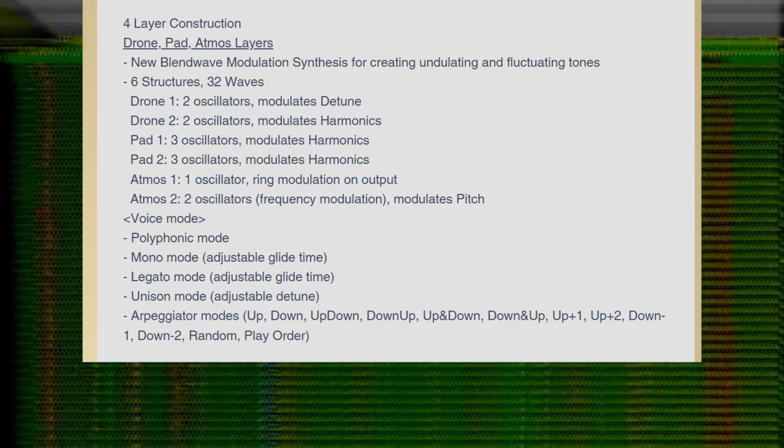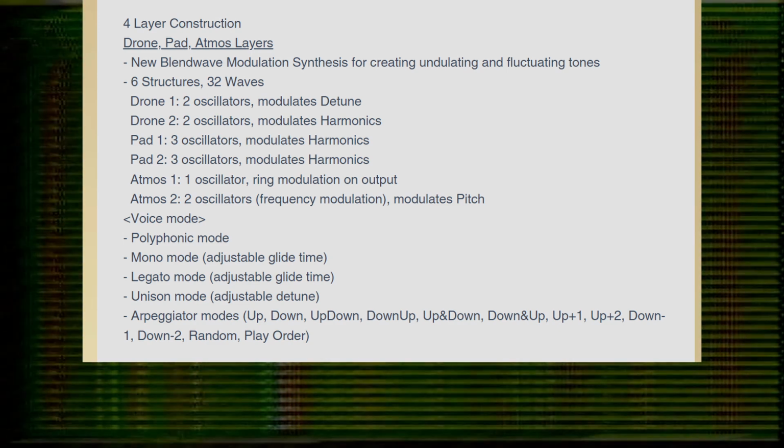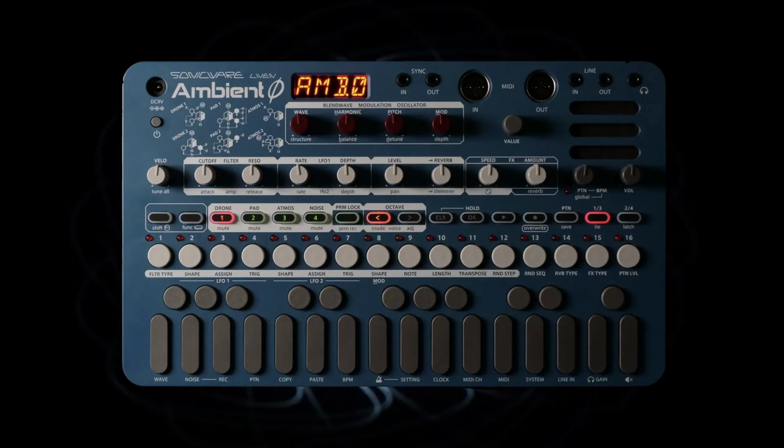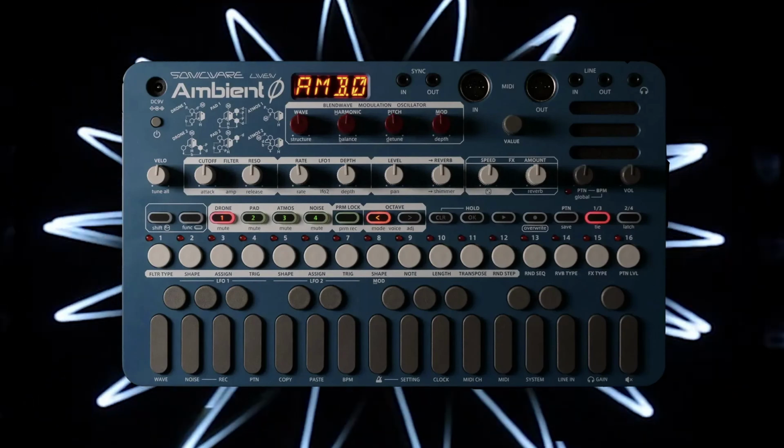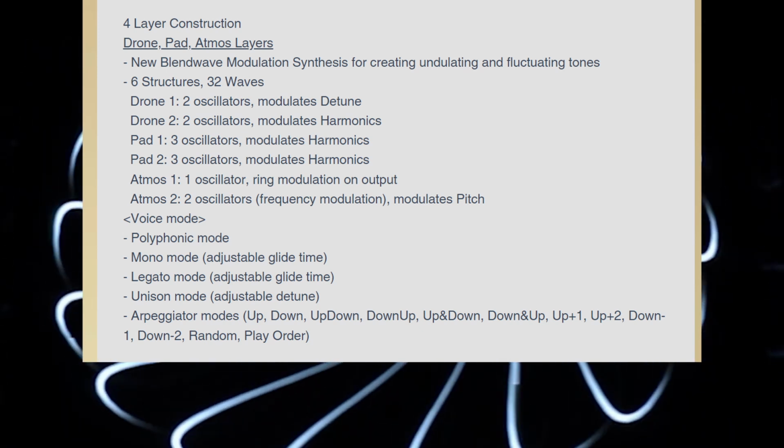Atmosphere 1 has 1 oscillator with a ring modulation on output, and Atmosphere 2 has 2 oscillators and also pitch modulation. When it comes to voice mode, there's polyphony mode, mono mode, legato mode, which adjusts the glide time, unison mode, and arpeggiator modes.